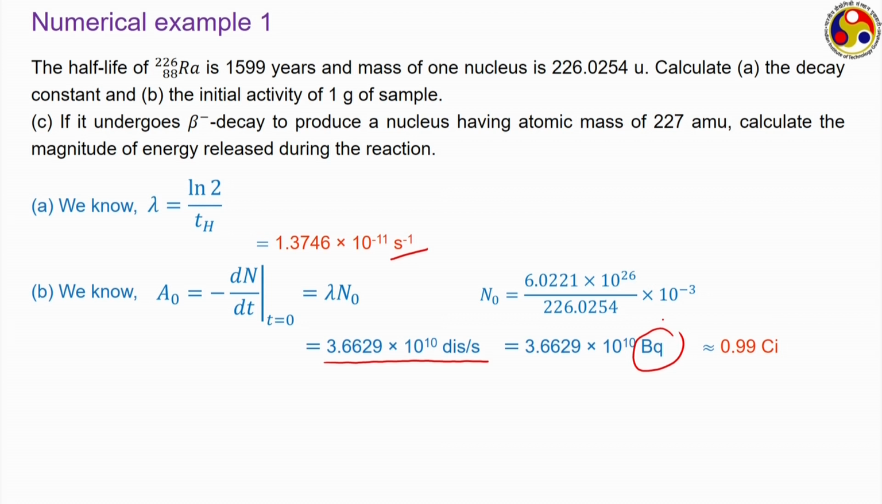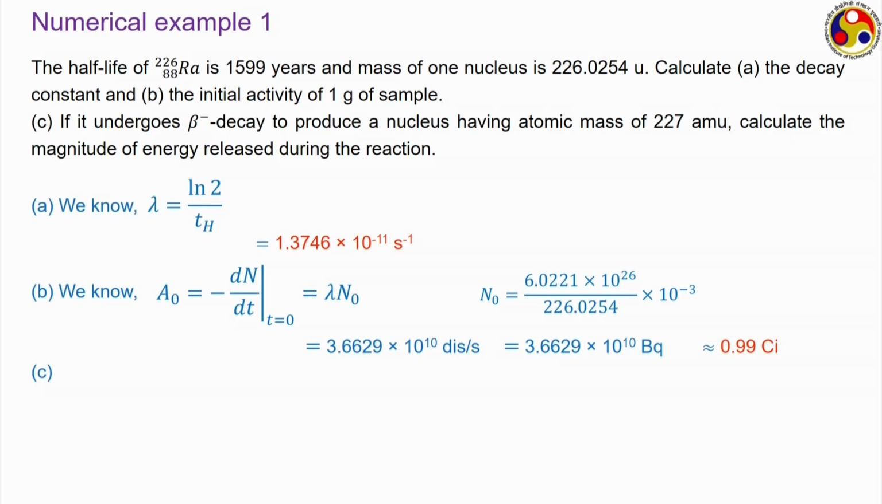It is mentioned that radium 226 undergoes beta decay to produce a nucleus having an atomic mass of 227 AMU, and we have to calculate the total amount of energy released during the reaction. That means we have to use the concept of mass energy conservation that we have just learned. But before that, we have to write the equation. We know that radium 226 is undergoing beta decay. Then what will be the product? Let us try to write the equation first.